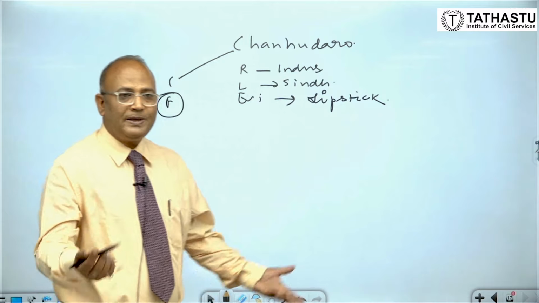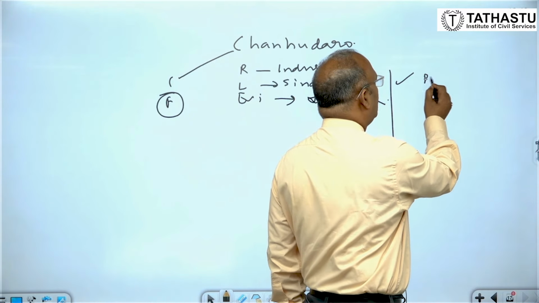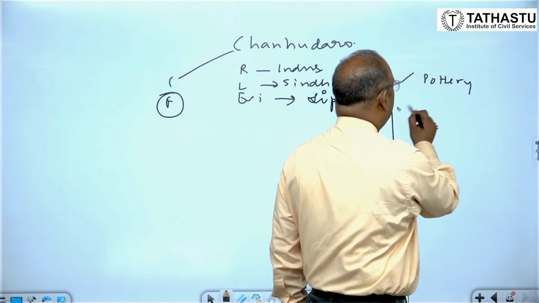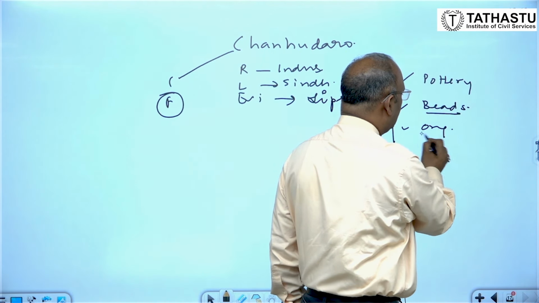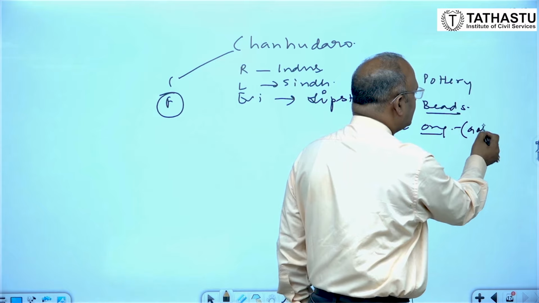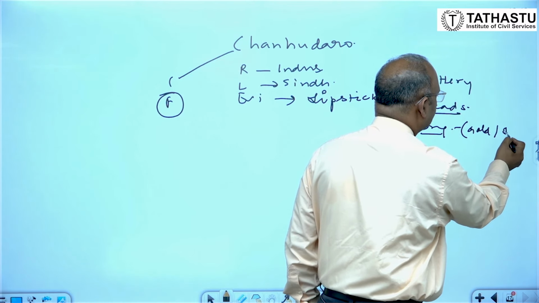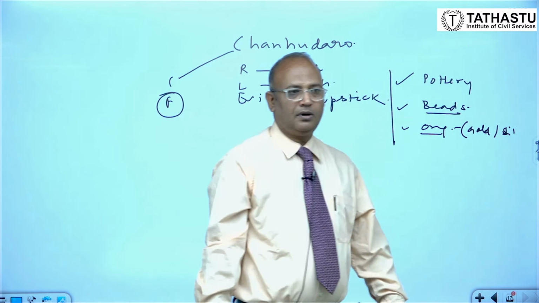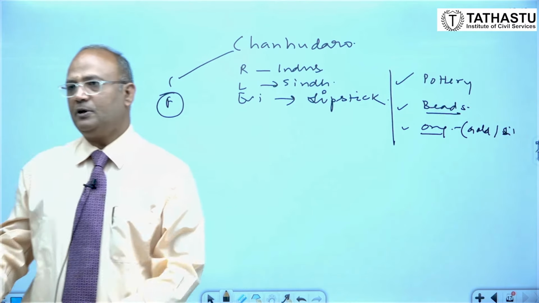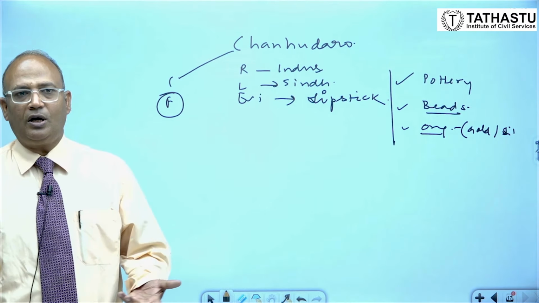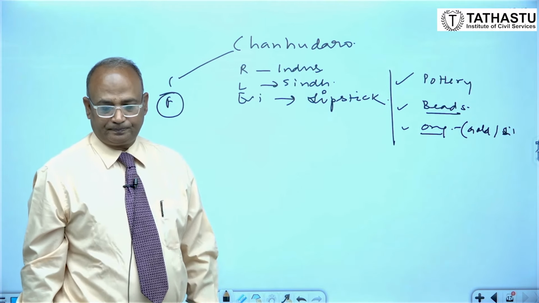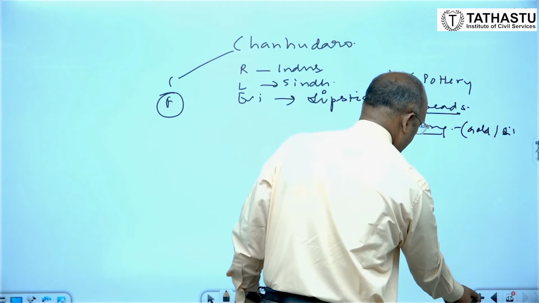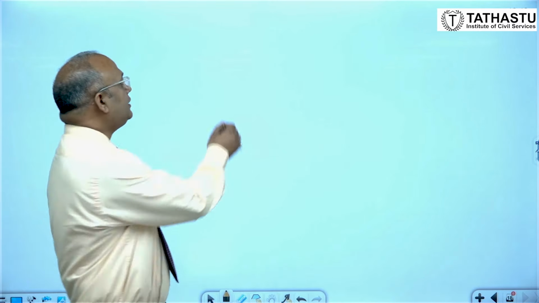For different goods. Goods means what type? Here I am writing: pottery, beads. I will tell you what beads are. Ornaments. Ornaments means gold and silver jewelry. This place is very famous for this. And another quality you have already got: lipstick evidence. How many sites have you written? Next is Surkotada.